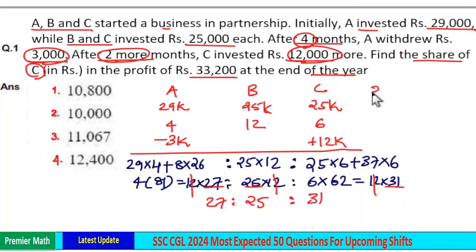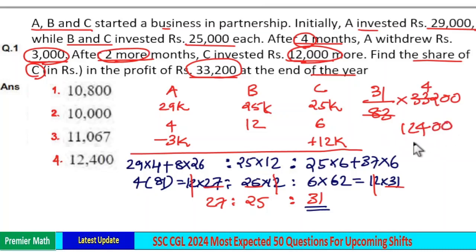So C's share is equal to 31 parts. 31 part out of total is equal to 25 plus 27, 52, 52 plus 31, 83, into total profit is 33,200. Now 83 into 4 is 332. So 31 into 400 is equal to 4 into 3, 12. 12,400. So C's share is equal to 12,400. Option 4 is your answer.